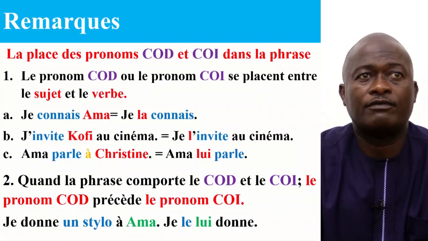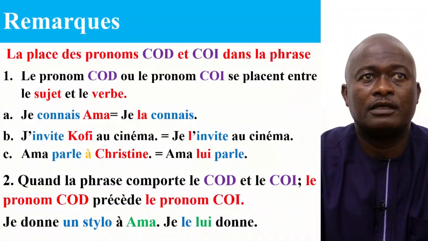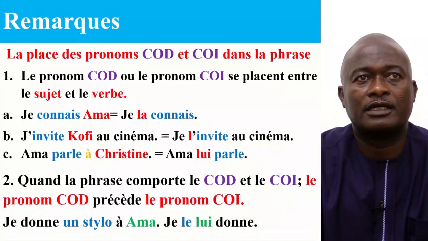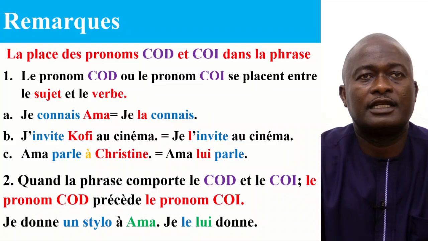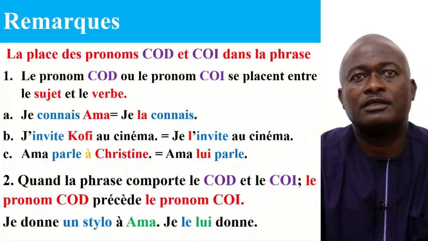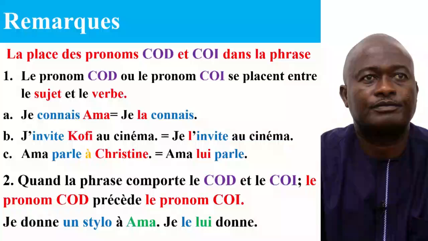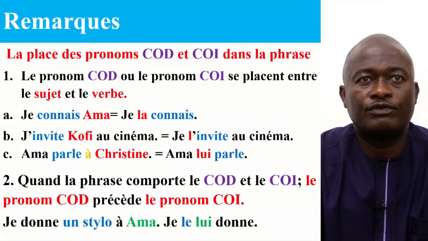For example, we have example A. Je connais Ama. Have you seen? I know Ama. Je la connais. Okay? Je connais Ama. Je la connais. So you can see the la is placed between the je and then connaître, which is subject and verb.